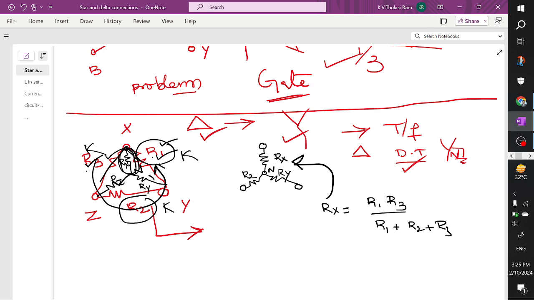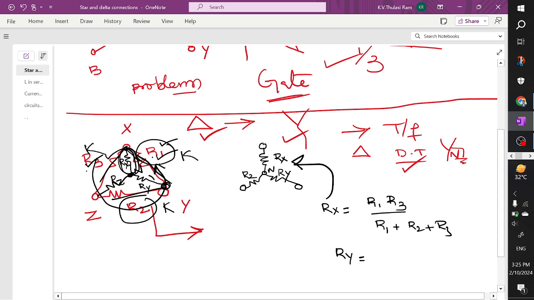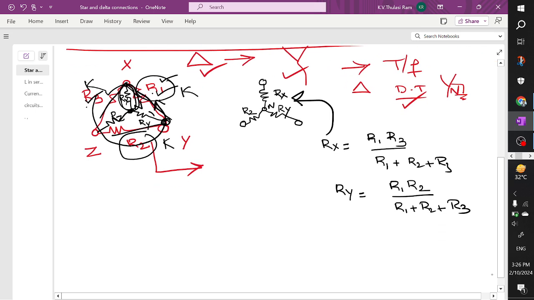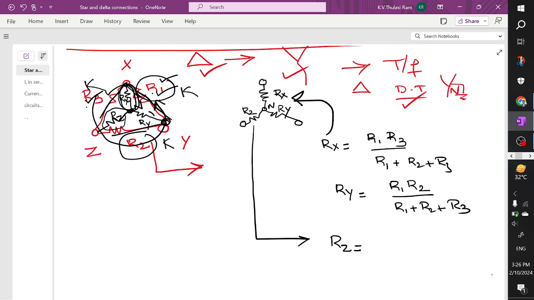Coming to this branch, you can see this branch is connected between these two only. The red ones are known to us, we need to find the black one. This black one, Ry, is connected between these two red ones, which are known to us, which is nothing but R1 and R2. So I'm writing this as R1 R2 divided by R1 plus R2 plus R3. This is how to find Ry. And we need to find this Rz. How to write down Rz? You see, here is the branch Rz connected, and this black color is not known.